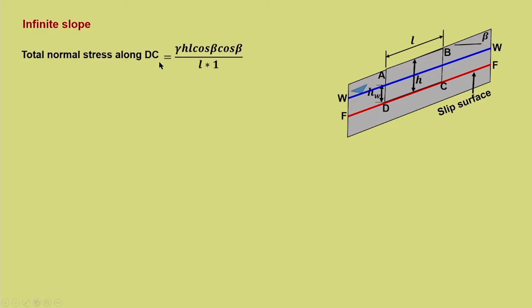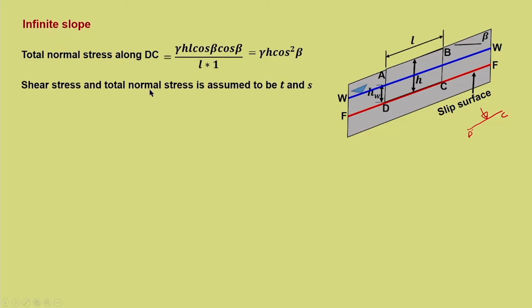Now, the total normal stress along DC, that is the normal stress acting on this DC. So, we know that the DC component has been taken. So, it will be the weight component in cos beta direction. So, gamma H L cos beta into cos beta upon L into 1, that gives gamma H cos square beta. All these exercises we have already seen during our undergraduate. So, we are just brushing it up and seeing how we will understand this in the context of stress path.